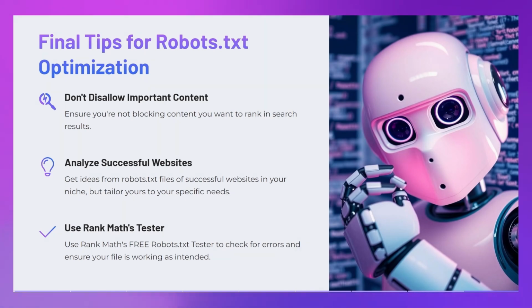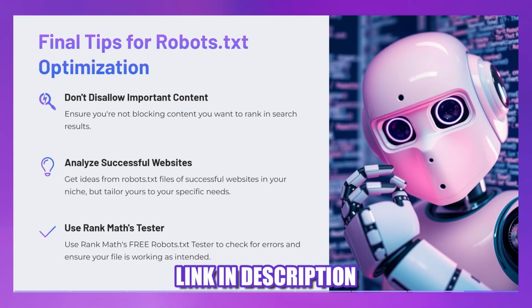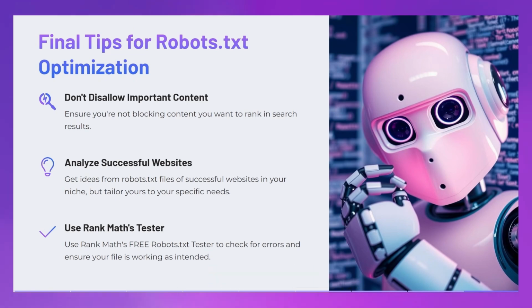Use RankMath's free robots.txt tester to check for errors and ensure your file is working as intended. You can find the link in the description below. Next, don't disallow important content that you want to rank in the search results. This might seem obvious, but it's a common mistake that people make. And finally, analyze the robots.txt file of successful websites in your niche to get ideas, but always tailor yours to your specific needs.